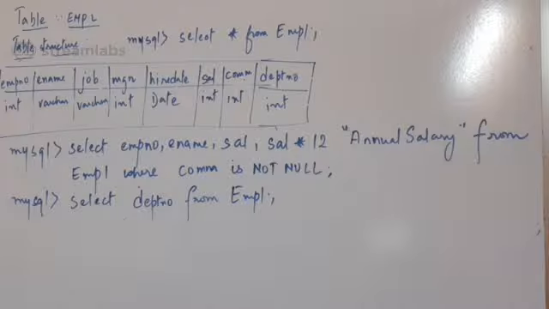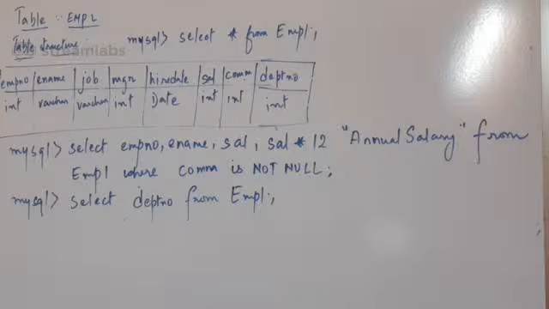Now the next is: list all unique department numbers in table EMPL. What is the meaning of unique department numbers? It means only a single instance of each repeated department number should be displayed. If department number 10 occurs in this column 3 times, only one instance of it should be displayed. If department number 20 is repeating 4 to 5 times, then also one instance of it should come in the output.